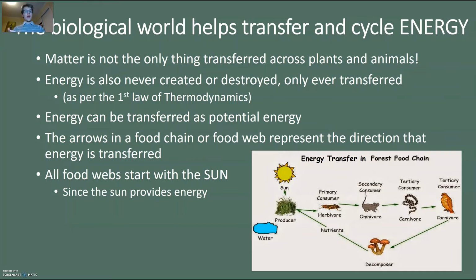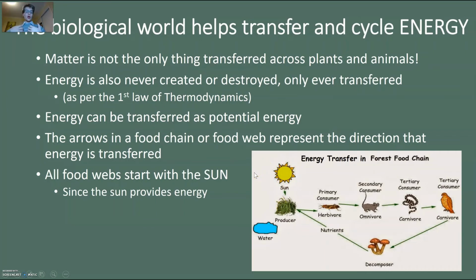Energy is only ever transferred. As we touched on before, we can see that in food webs and food chains. Energy that once existed in a producer gets transferred over into a consumer, which gets transferred into the secondary consumer, tertiary consumer, and so on and so on. And it all starts with energy from the sun.